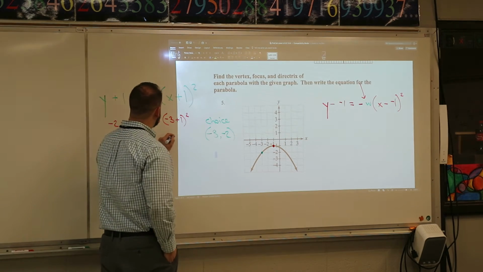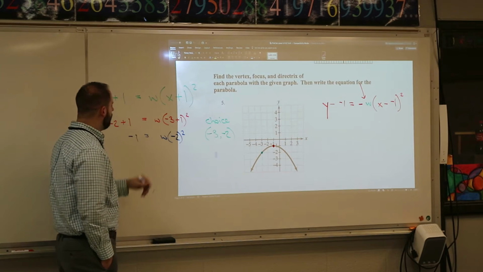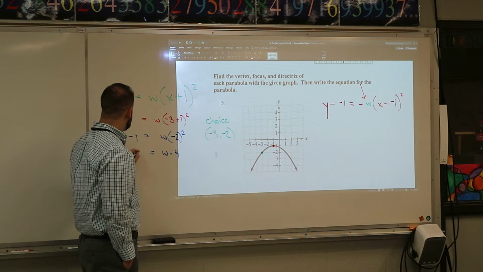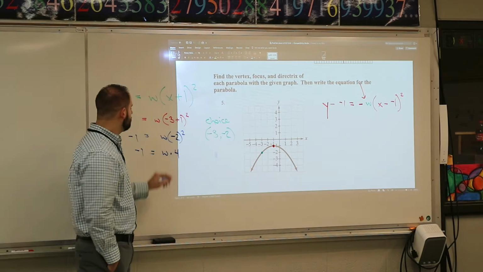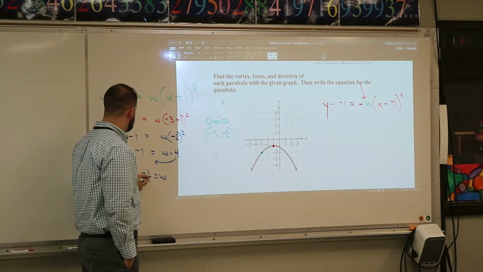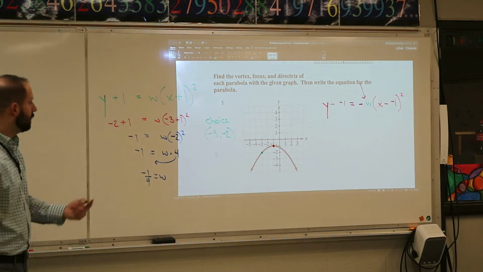So this turns out to be -2. We're going to square that. This turns out to be a -1. What's -2 squared? 4. So this is 4 times w, equals -1. And what do we do next? Divide by the 4. So this is the number that's supposed to go out front. And what did I tell you? It was supposed to be negative, correct? So we found that out.